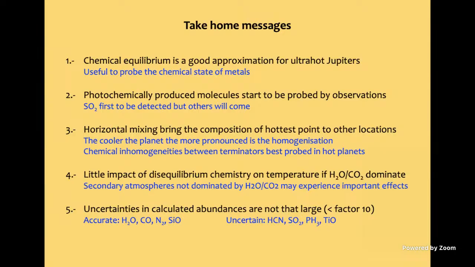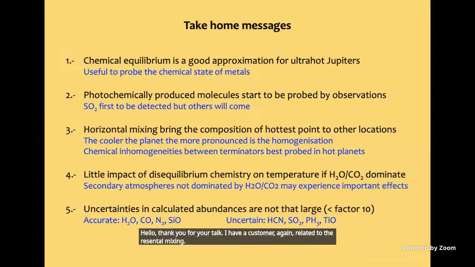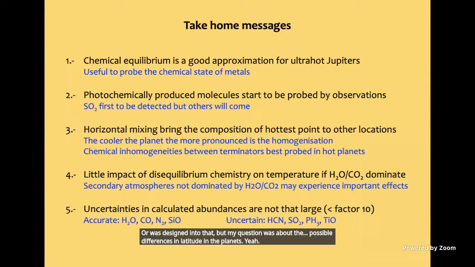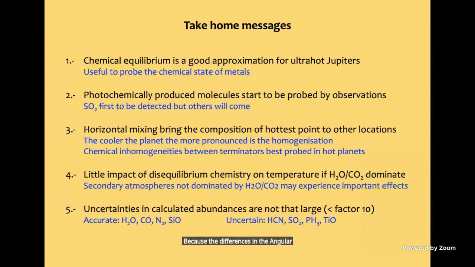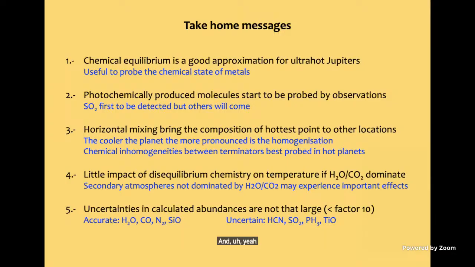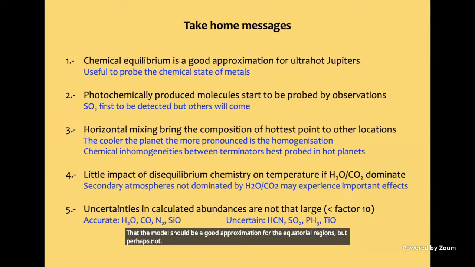Hello, thank you for your talk. I have a question again related to the horizontal mixing. Your model has been applied to Jupiter mainly in the equatorial belt, or was designed for that. But my question was about the possible differences in latitude on the planets, because of the differences in the angular speed. That is clearly a limitation of the model, that you cannot describe properly the hydrodynamics. I would say that the model should be a good approximation for the equatorial regions, but perhaps not for the polar ones.